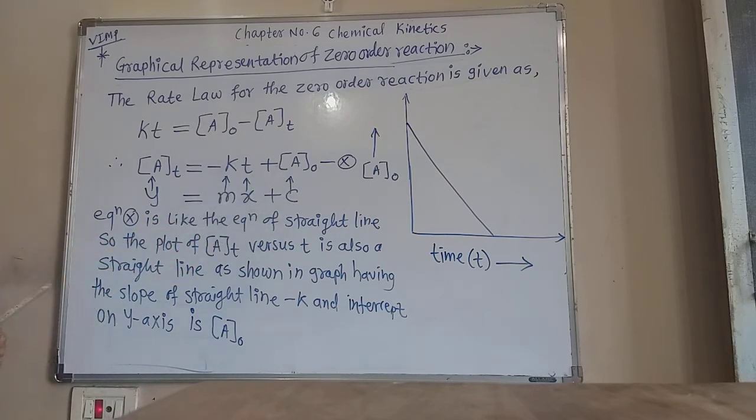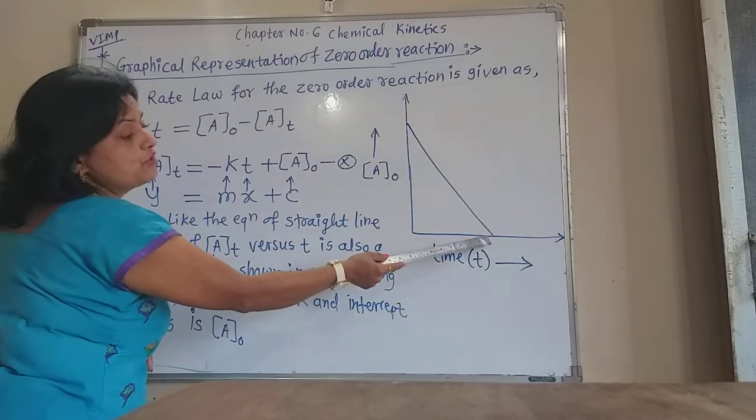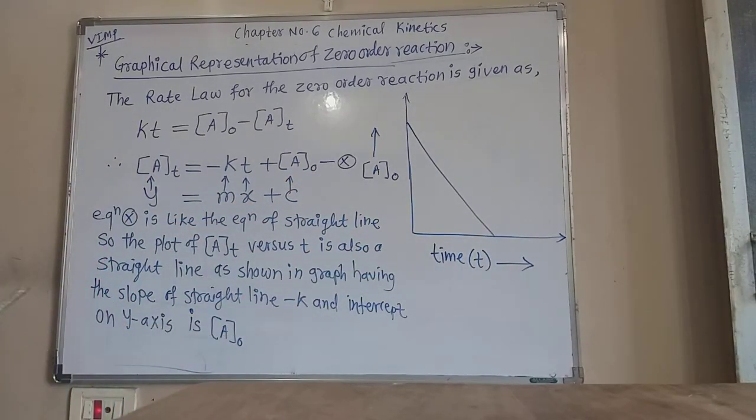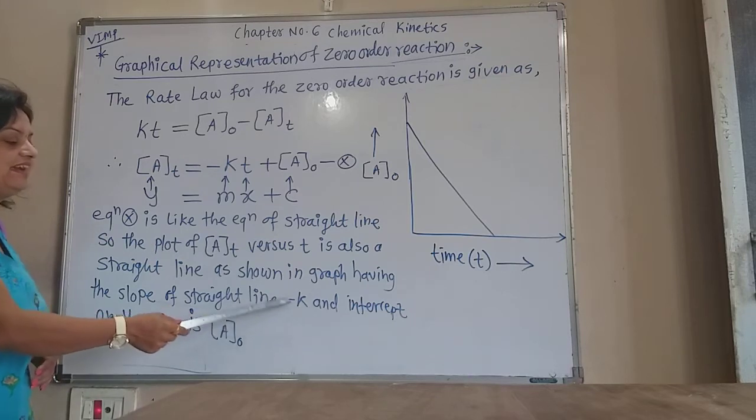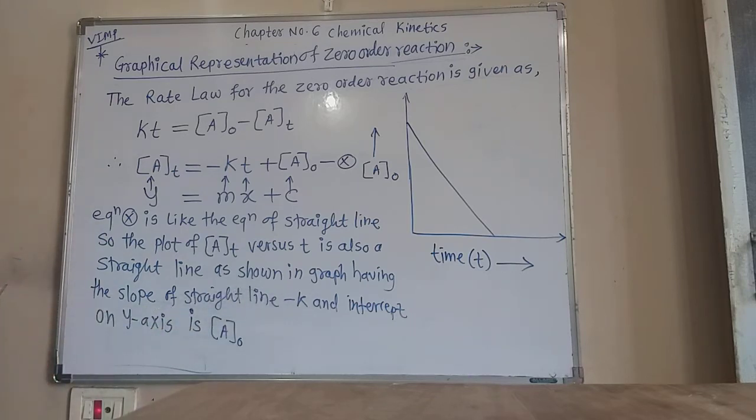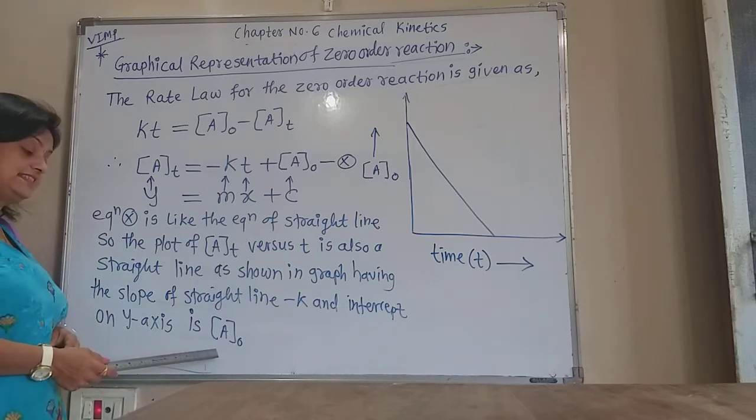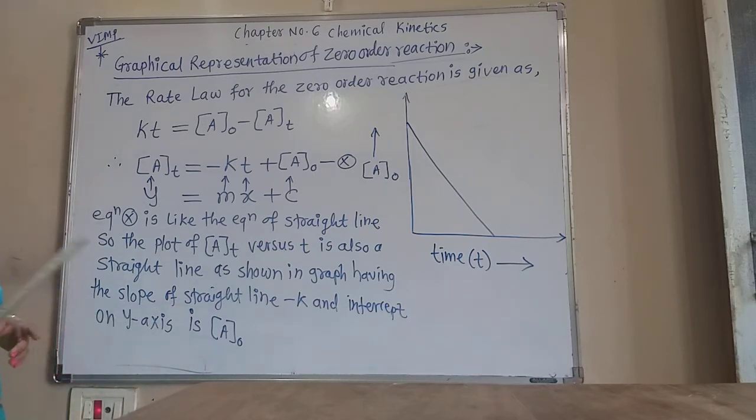Now if we plot the graph of At versus time t, it is also a straight line as shown in the figure, having the slope of the straight line as minus k, and the intercept on the y-axis is the initial concentration, that is A0. In this way, this is the graphical representation of the zero order reaction. So remember that is also very important.